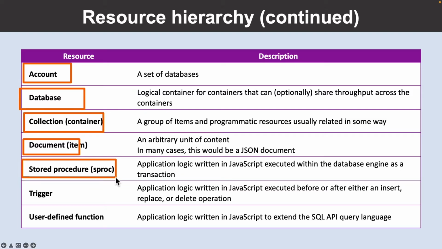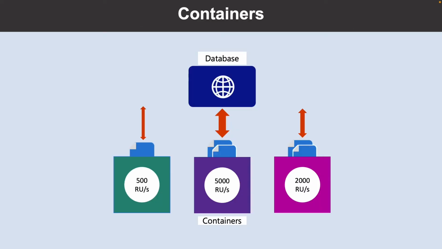Under stored procedure, application logic written in JavaScript is registered with a collection and executed within the database engine as a transaction. In the Azure Cosmos DB SQL API, databases are essentially containers for collections, and collections are where you place individual documents. A collection is intrinsically elastic. It automatically grows and shrinks as you add or remove documents.